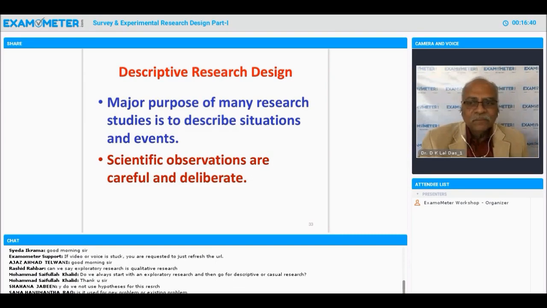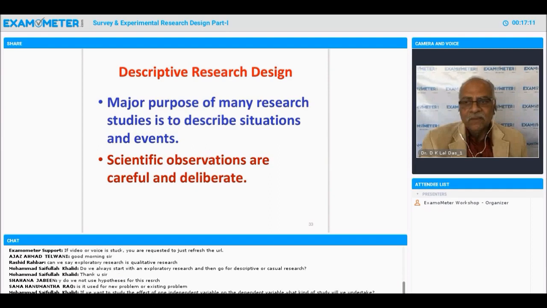Any other question? Yes, sir, one more question: if we want to study the effect of one independent variable on the dependent variable, what kind of study will we undertake? First of all, you have to wait for some more time. When I explain descriptive research and explanatory or causal research, then again you ask this question and I will answer you.